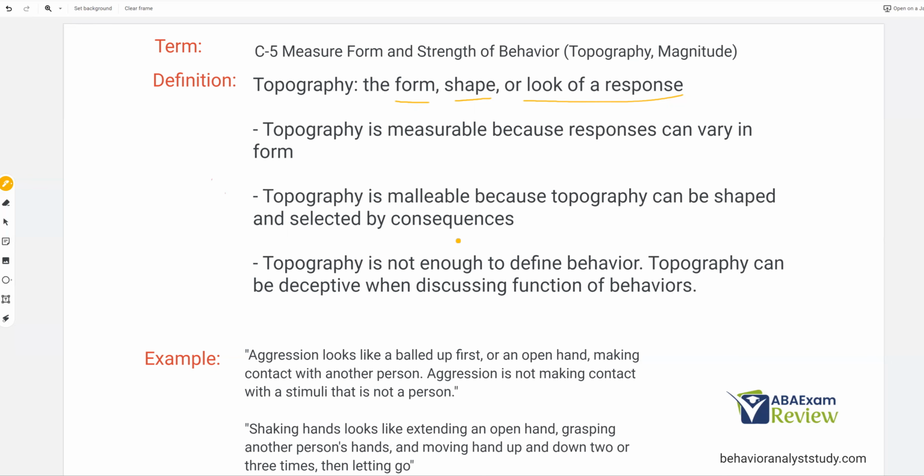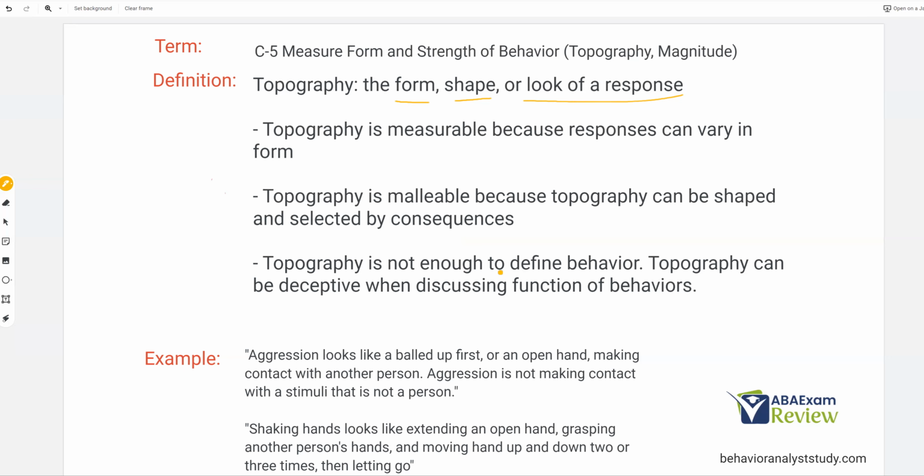So if we don't necessarily like the topography of a behavior, we can go through a shaping process and change the topography without changing the function. And now this is where we're starting to get into some real interesting behavior change things, right? I have a behavior that I like. It meets a function that I want, but I want the behavior to just look a little different. I think we can do it a little better. And that's where we're going to shape the topography, or the look of the behavior.